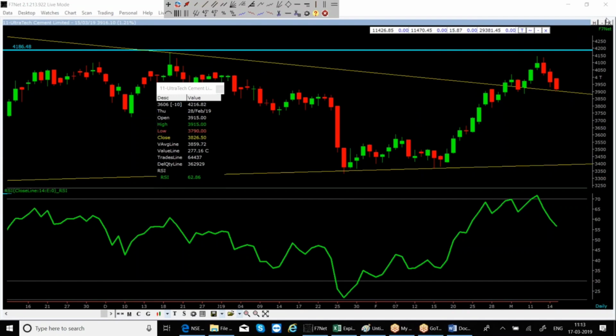See, at the most, how many stocks do you have in F&O? 203, out of which 50 are not tradable. Forget it. I don't trade in stocks like Arcom and all that thing. JP Associates, Arcom, Suzlon, they are not in my zone. So 50 I've removed from them.